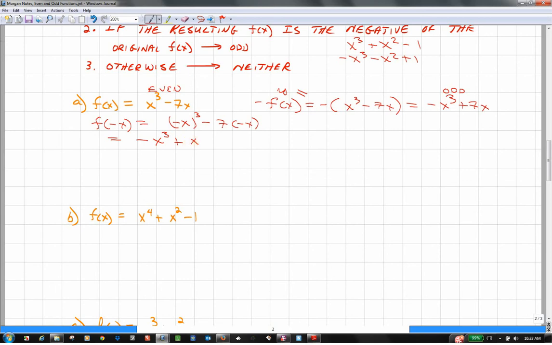So this equation right here, is it the same that I started with? Well, no, it's not. Look, it's not the same. So it's definitely not an even function.